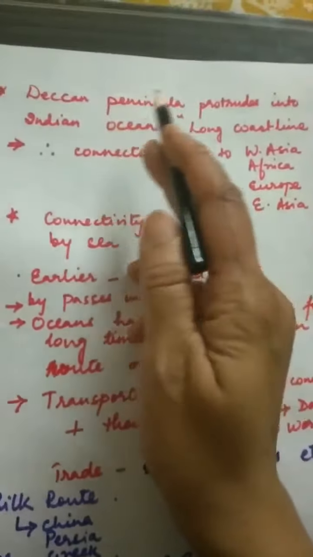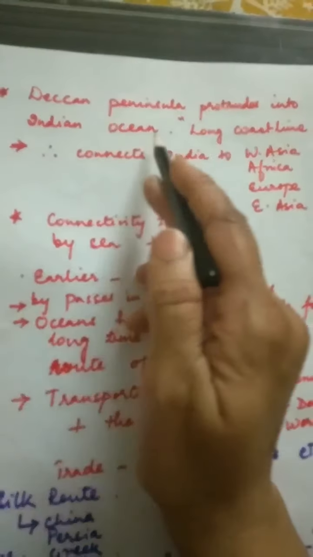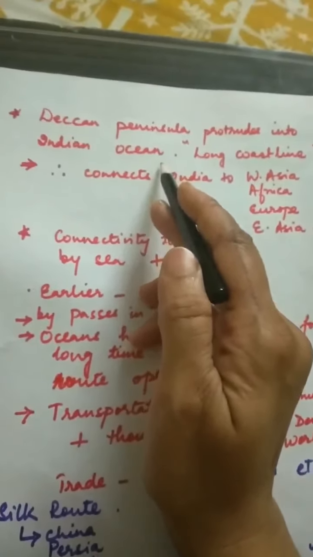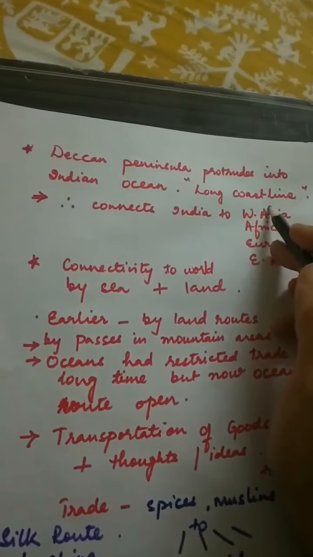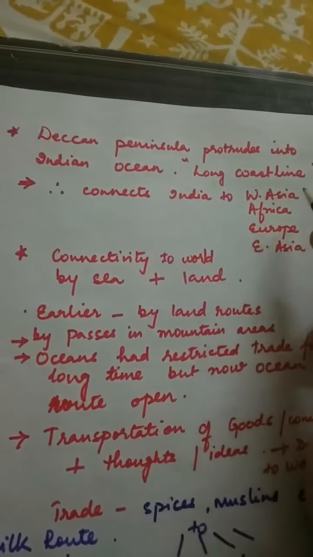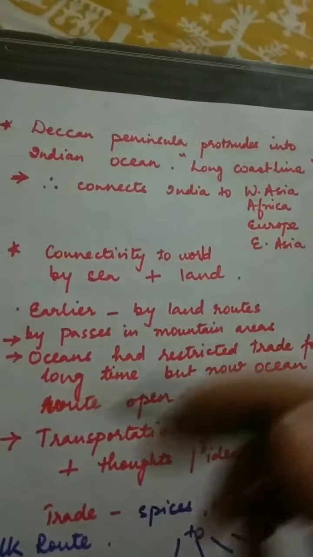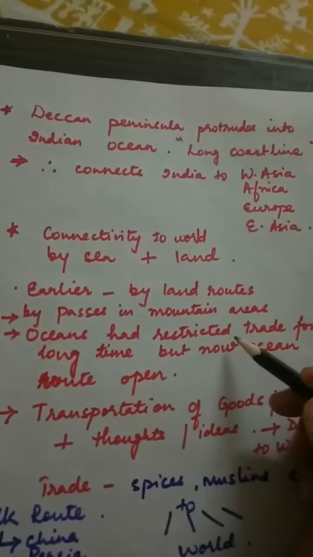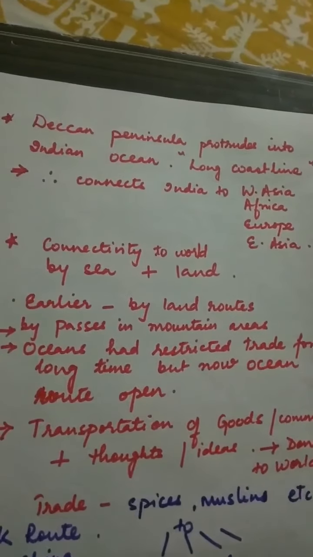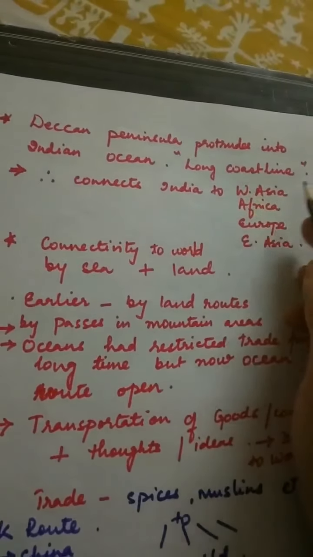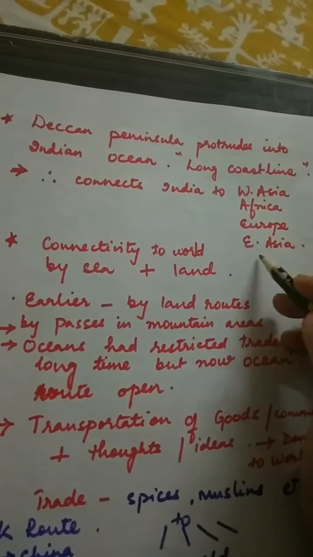Now the Deccan Peninsula protrudes into the Indian Ocean, we have already done that, and since we have a long coastline, therefore we are very widely connected to the European countries and the other countries in the world. We are connected to West Asia, to Africa, to Europe, to East Asia.